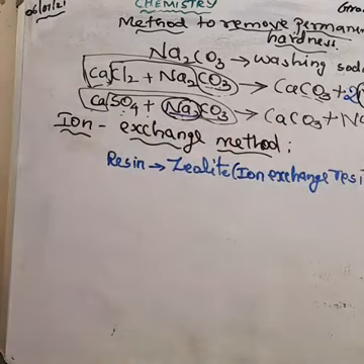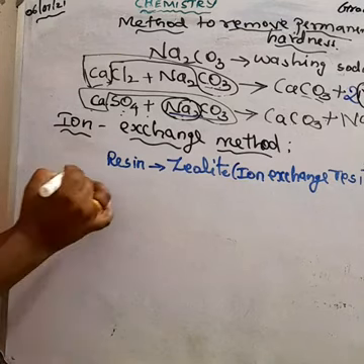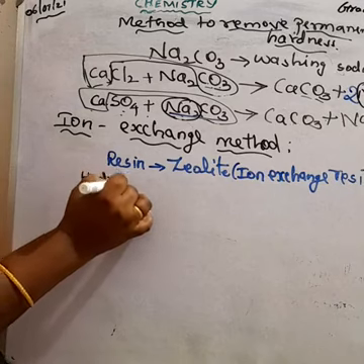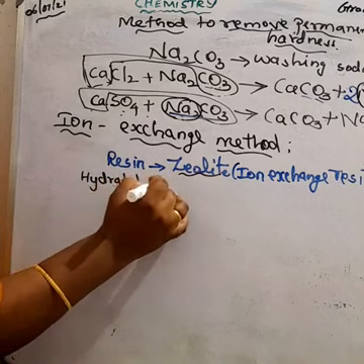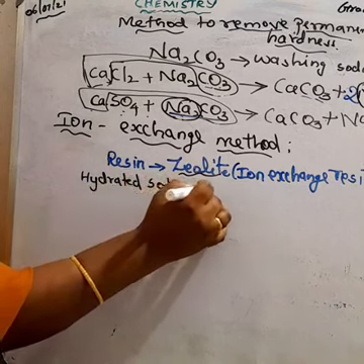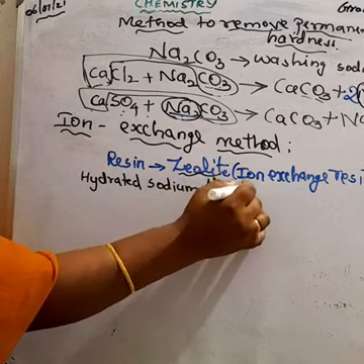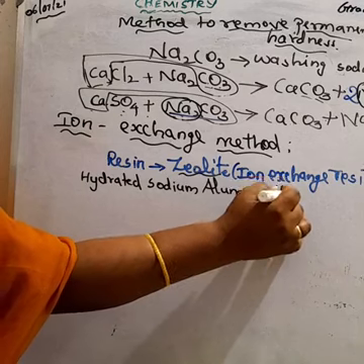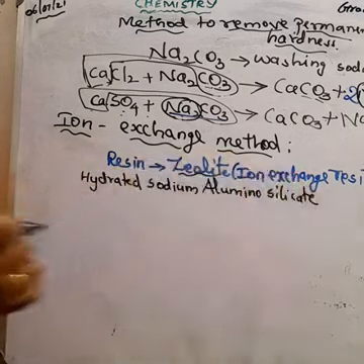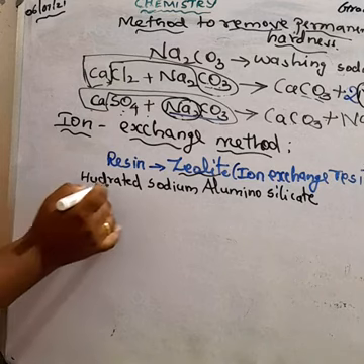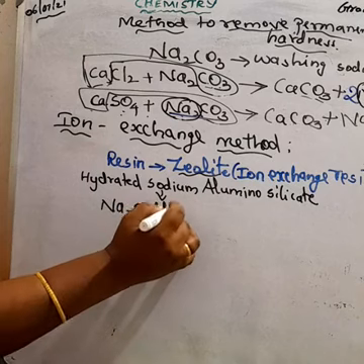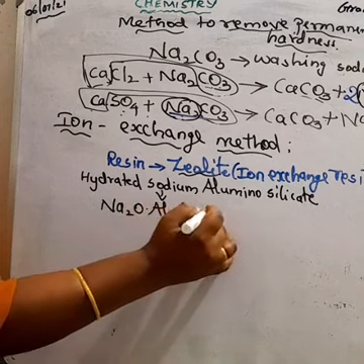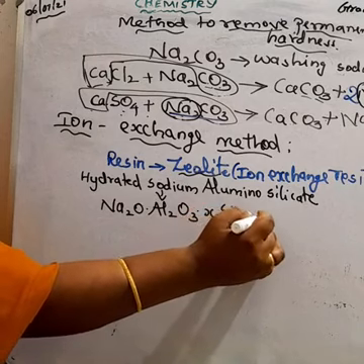What is the name of zeolite? It means hydrated sodium aluminosilicate. Okay, hydrated sodium aluminosilicate. What is the general formula for zeolite? Na2O, Al2O3, X SiO2, Y H2O. Okay, what is the formula for zeolite?